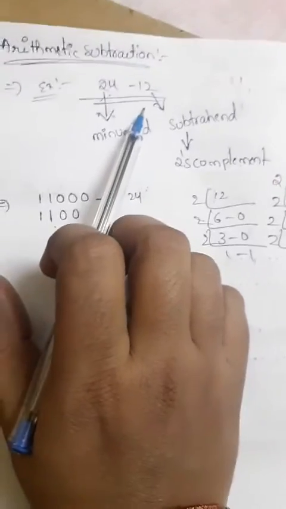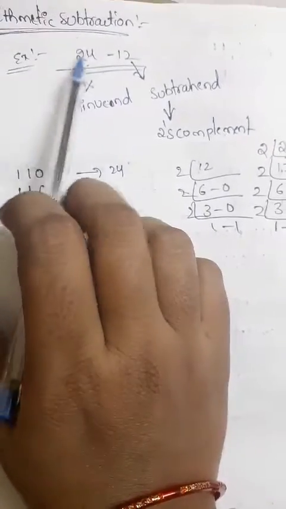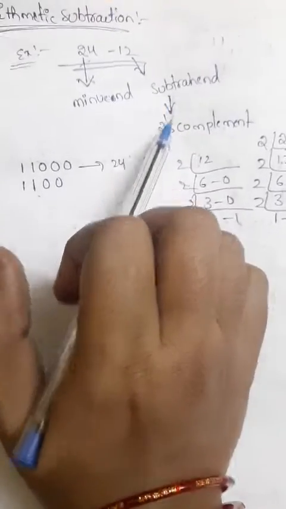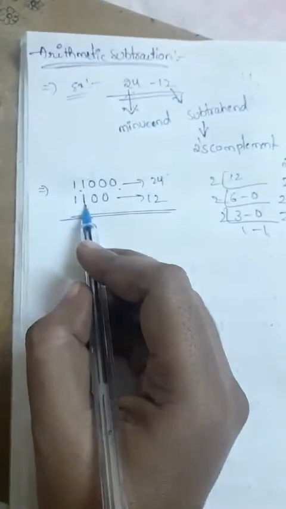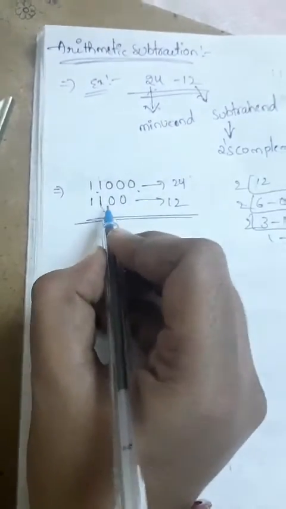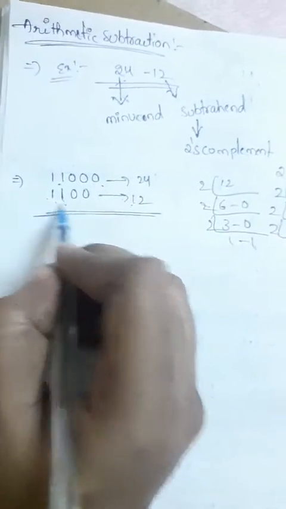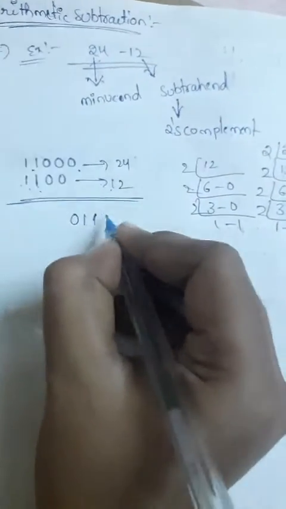So what is the process we need to do here? We first need to convert the subtrahend number into its 2's complement, right? First check here: this number has a 5-digit code and this number has a 4-digit code. So before converting 12 to 2's complement, first add a 0 to 12, so that we make this number a 5-digit code. So I write 12 as 01100.